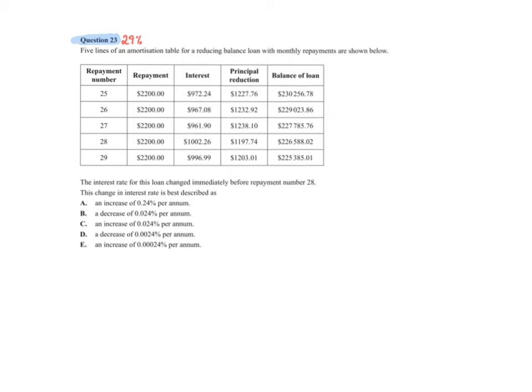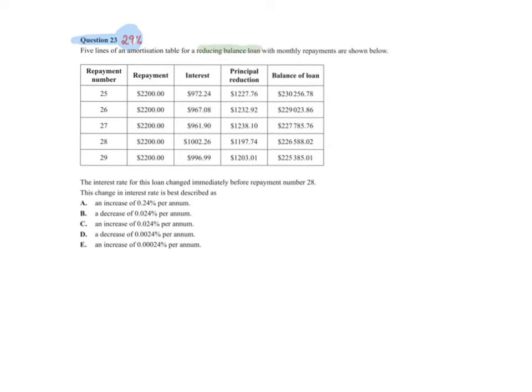All right, so that 29% is how many got it correct in the state when this exam question was done. So 29%. When you see that, you go, they're going to repeat this theory because only 29% of the state could get it right. They don't want that. That's not good enough. Yeah, so they'll push that for the next year. So, five lines of the amortization table for a reducing balance loan. So you need to take note of that.